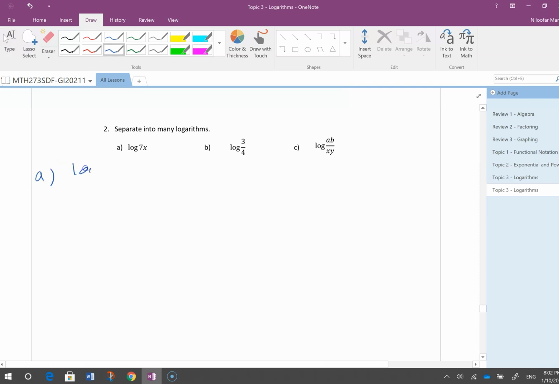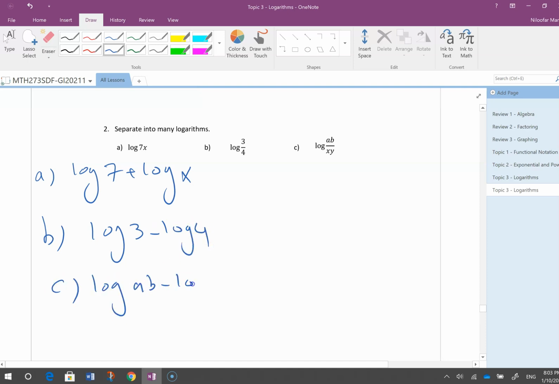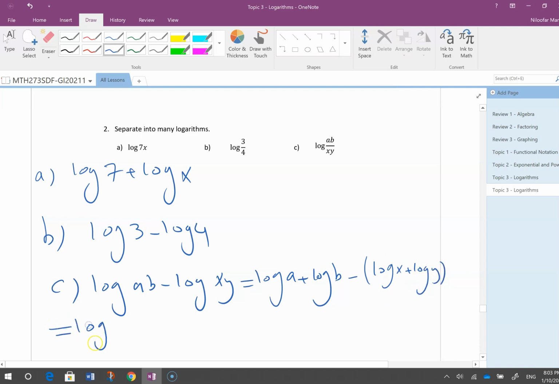Oh, okay, so A is logarithm 7 plus logarithm x. B is logarithm 3 minus logarithm 4. C is logarithm AB minus logarithm xy, which is logarithm A plus logarithm B minus logarithm x plus logarithm y, which is logarithm A plus logarithm B minus logarithm x minus logarithm y. Okay, because it's minus the whole thing. That's why I need the bracket there, because I want minus all of them.